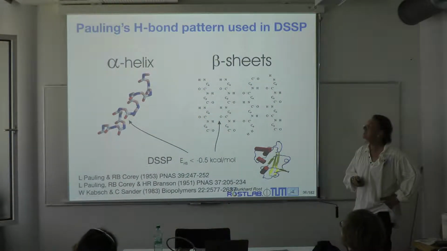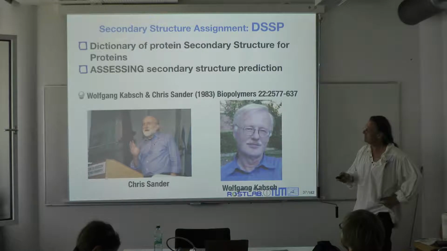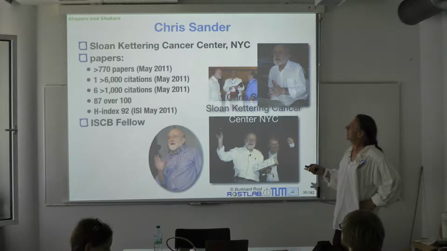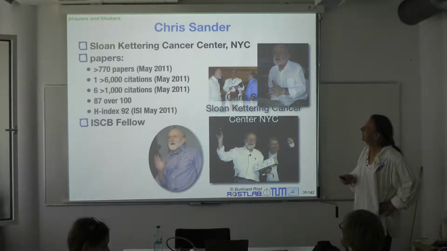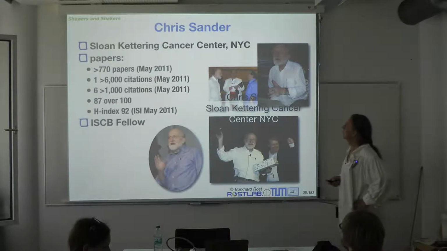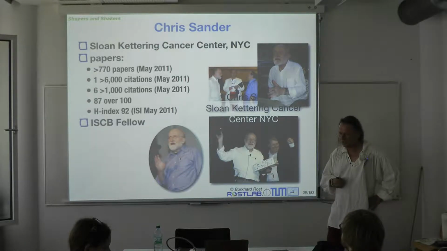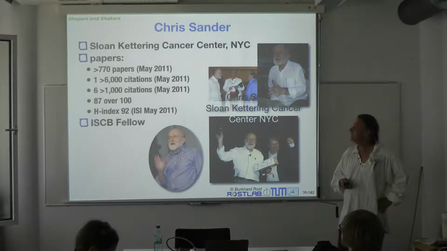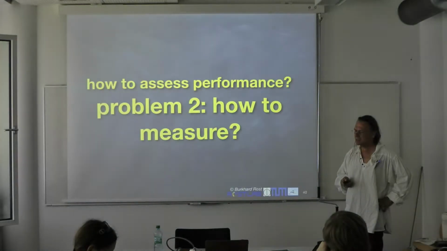So, using Pauling's hydrogen bonding pattern in the Dictionary of Secondary Structure of Proteins, DSSP, to assess secondary structure prediction methods. That's Chris Sander and Wolfgang Kabsch. And again, Chris Sander, I have to update that, is now at Harvard, and is one of the people who started the field of bioinformatics much more than others. Immensely visible person. Anyway, how well do these methods perform?